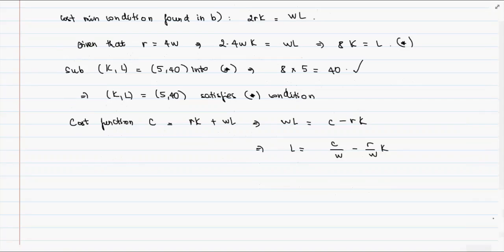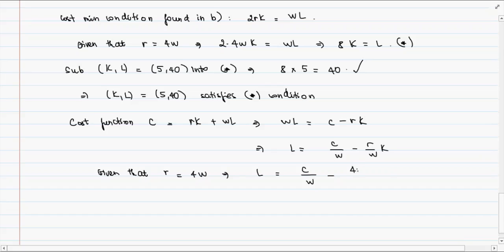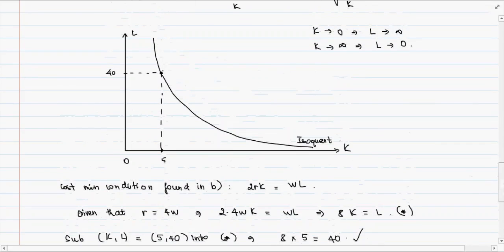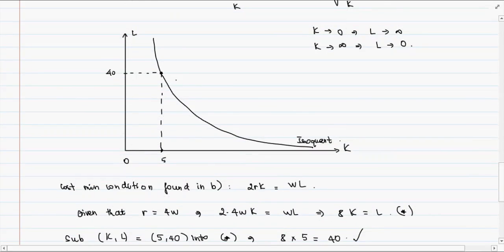Given that R equals 4W, L is C on W minus 4W on W times K, and therefore is C on W minus 4K. So we know that the isocost line is going to have a slope of -4 and a vertical intercept of C on W. We want to draw an isocost line that is tangent to the isoquant over here. We know that this point over here satisfies the first order condition, or the cost minimization condition, so it is going to be the tangent point between the isocost and the isoquant.